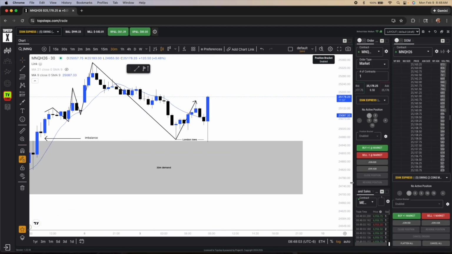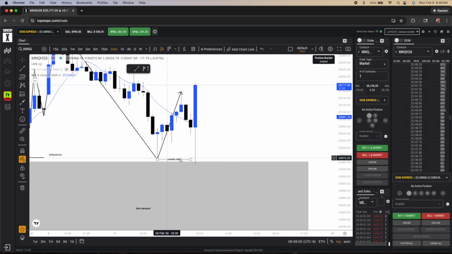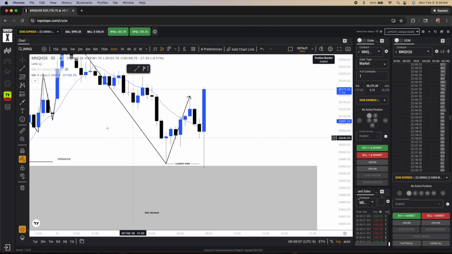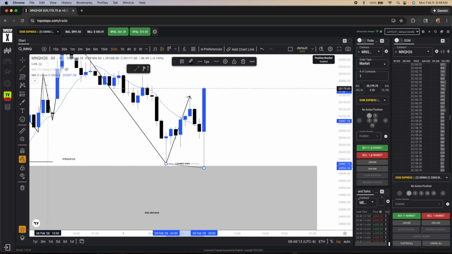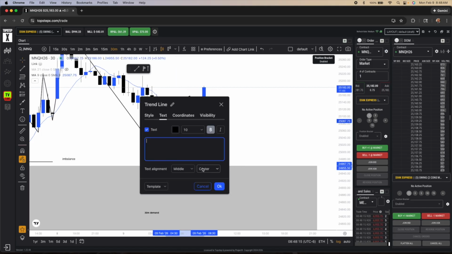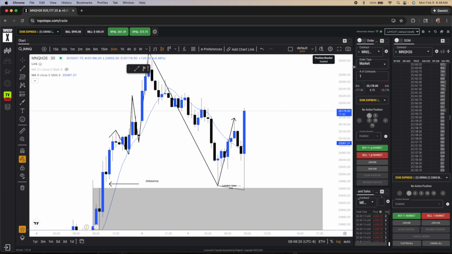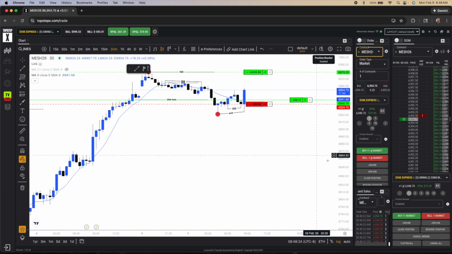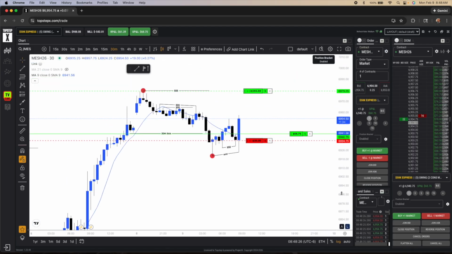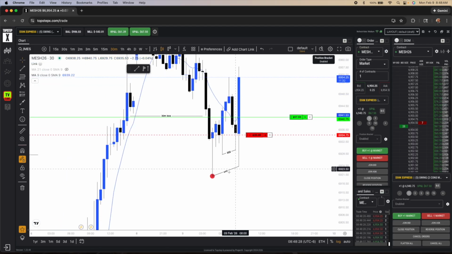Now this is where we had a sweep or a false breakout of this area right here, sweeping the London lows and creating an SMT, which is once again a form of manipulation. And we can see on MES, we are stronger. So this SMT formed inside of here. I think this is also an SMT.